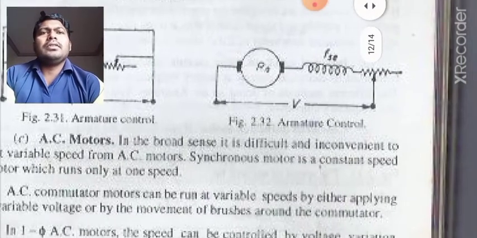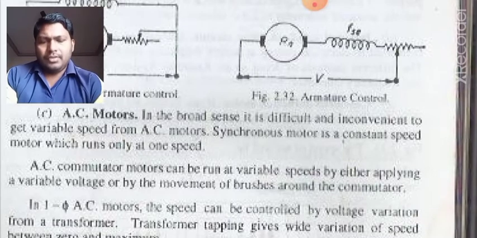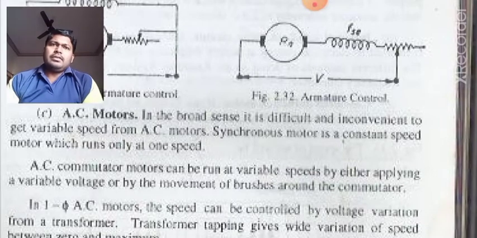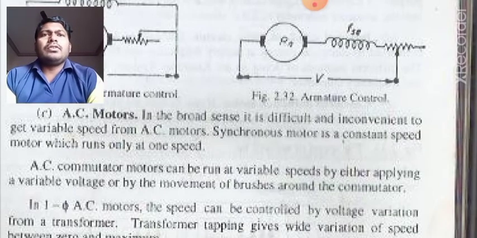Now we will discuss AC motors. In the broad sense, it is difficult and inconvenient to get variable speed from AC motors. Students, we all know that by using DC motors we can control the speed very accurately, while using AC motors this precision is not achieved. As a result, there is a thinking in everybody's mind that by using an AC motor, speed control cannot be achieved. Now let us see whether these motors can perform speed variation or not.